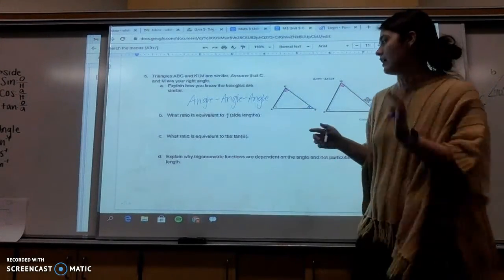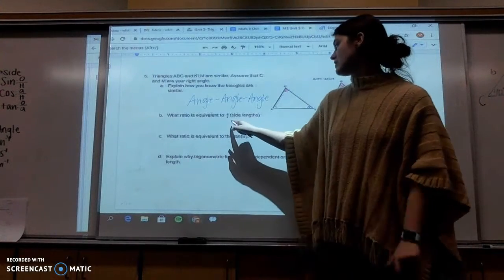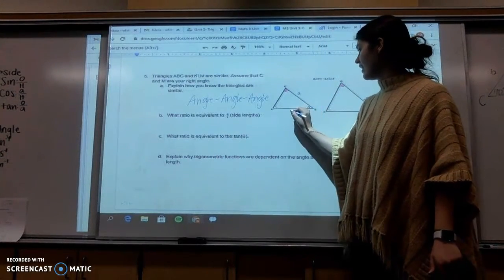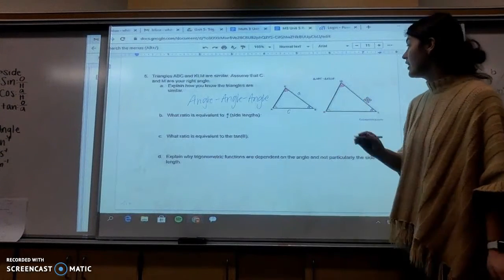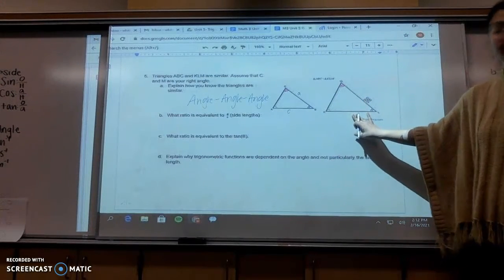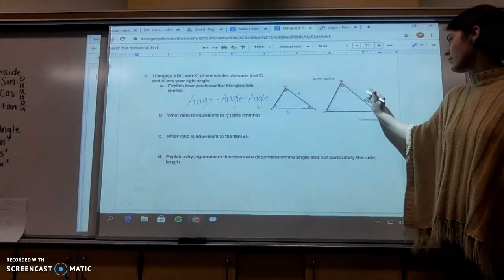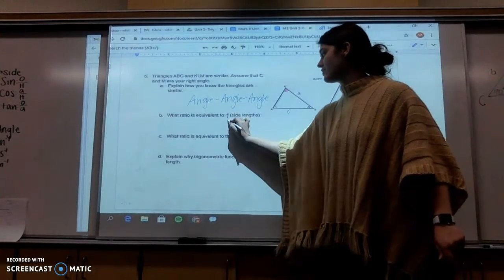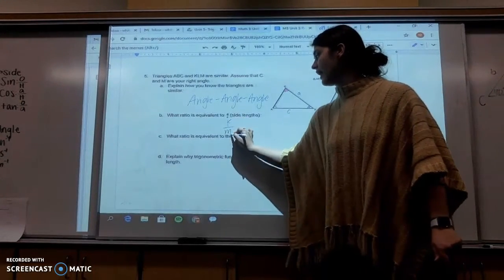What ratio is equivalent to a over c? So this side length over here is little a, and this one's little c over here. So I need to use my triangle over here to determine what ratio is the same. I get little k and little n. So my answer for this one is little k over little n.